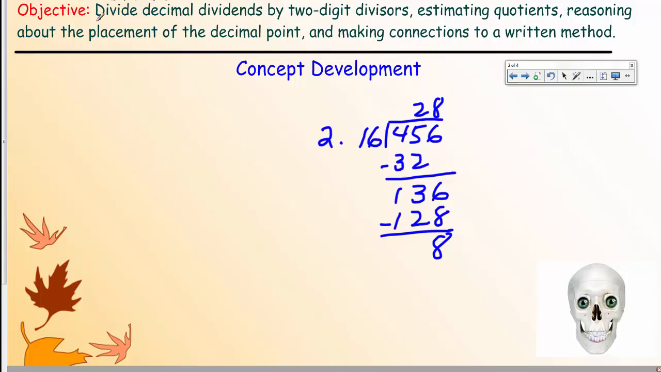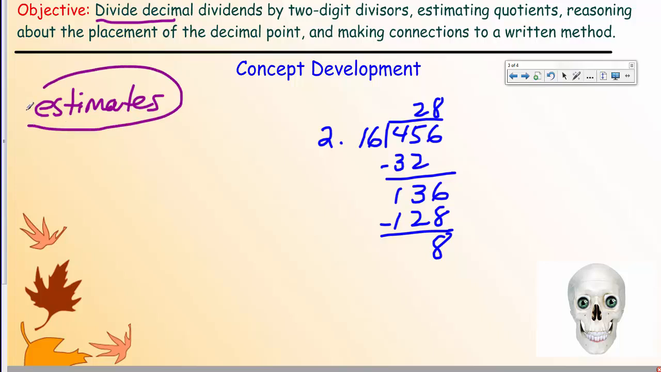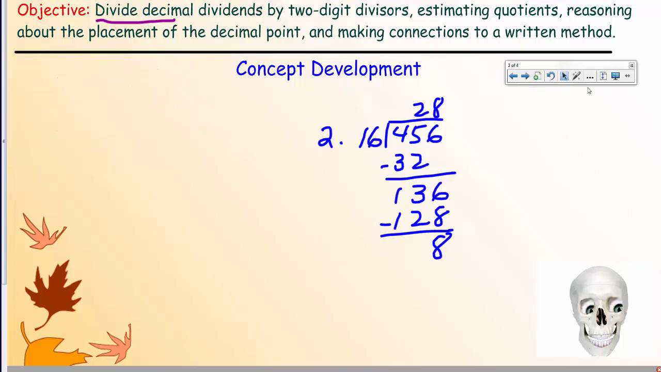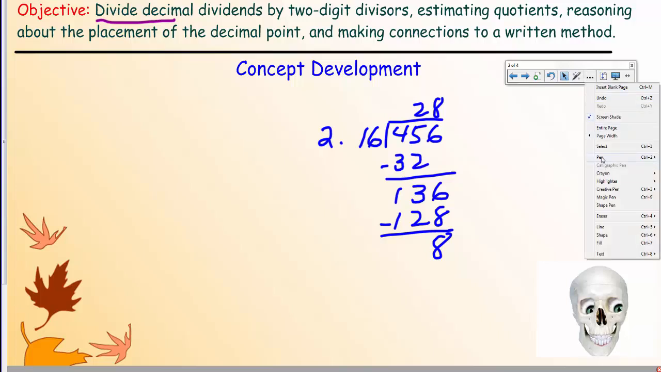So again, reminding the objective here, we're dividing these decimal dividends by 2-digit divisors. We're estimating quotients, which is what we did up here. And we'll do the same on this one. Oh, I didn't do my thing here. That didn't really come out of that. Oh, wrong button. Sorry. All right, let's do this again. Get a right pen here.